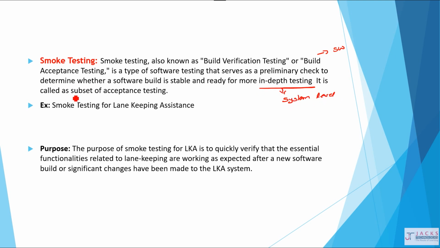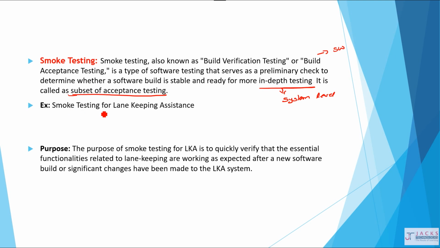It is called a subset of acceptance testing. This you have to remember to get the actual difference between smoke and sanity. So it is called a subset of acceptance testing. Guys, here we are accepting the software. We just need to accept the software. How are we accepting the software? Before we perform in-depth testing, which means before we perform system level testing, we need to accept the software. This acceptance can be done through smoke testing.